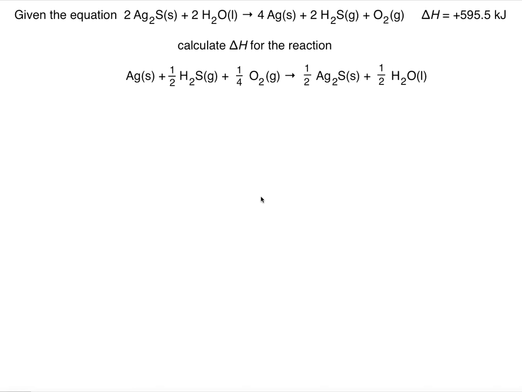Given the equation 2Hg2S solid plus 2H2O liquid, which becomes 4Hg solid plus 2H2S gas plus O2 gas, with the given enthalpy as plus 595.5 kilojoules, we have to calculate the enthalpy change for the reaction HgS plus 1/2 H2S gas plus 1/4 O2 gas, which transforms into 1/2 Hg2S solid plus 1/2 H2O liquid, right?